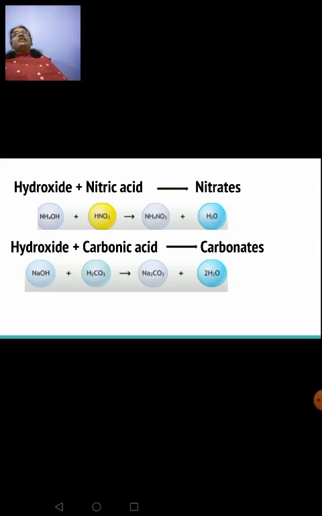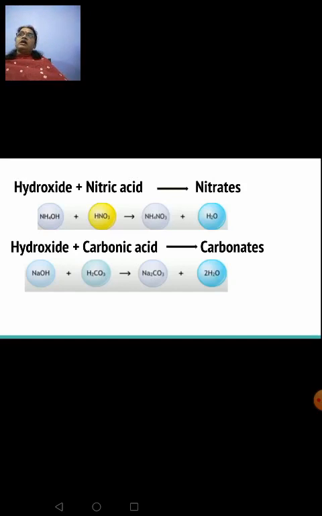Then, when a hydroxide combines with carbonic acid, the salt formed will be given a name ending with carbonate. For example, I've given here sodium hydroxide combines with carbonic acid, the salt formed will be carbonate. What carbonate? The base name, sodium carbonate. Clear? And water.